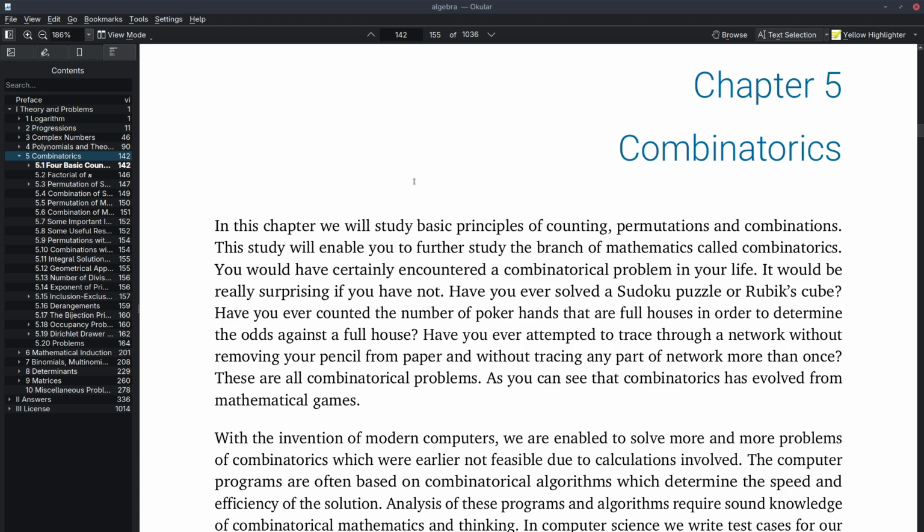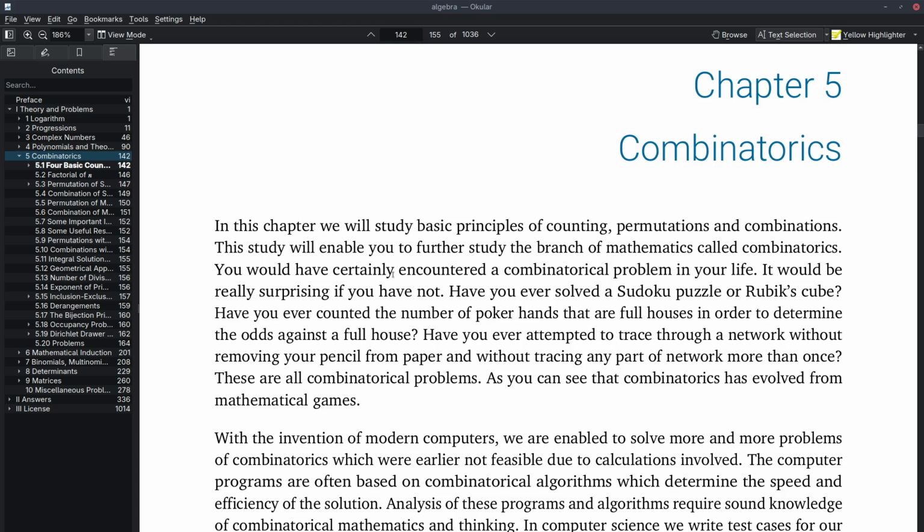And let's get started. Mostly it will be a read-through, and I'll explain things where they need to be explained. So you can read along with me. In this chapter, we will study basic principles of counting, permutations, and combinations. This study will enable you to further study the branch of mathematics called combinatorics.